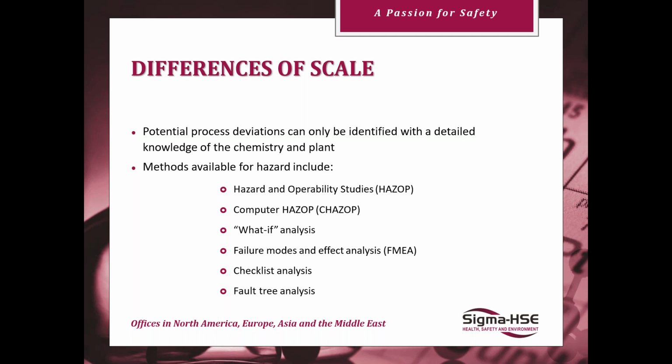So these kinds of differences of scale, potential process deviations can only be identified with a detailed knowledge of the chemistry and the plant. And the methods available to assess these hazards are HAZOPs, CHAZOPs, what-if analysis, FMEA, checklist analysis, and fault tree analysis, just to see what, if anything, does go wrong, what are the consequences, and how can we prevent it.